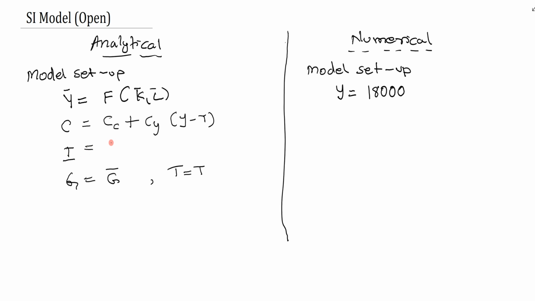Similarly, investments will have two components: that part which is constant, which is not related to the interest rate, and then that component which is related to the interest rate, right? Now keep in mind, we are dealing with an open economy, and in an open economy, our domestic interest rate will be equal to the foreign interest rate.